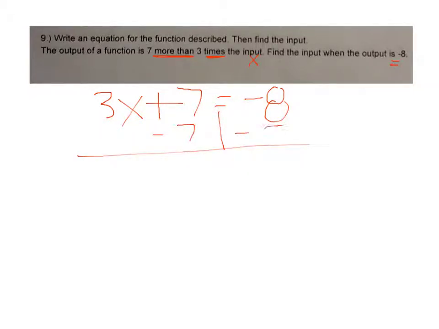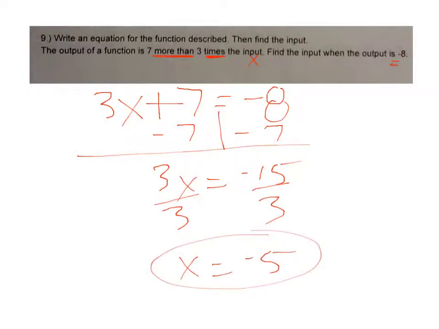So I'm going to subtract 7 from both sides. I get 3x on the left. On the right, you get negative 15. Divide by 3, divide by 3. So x is going to equal negative 5.